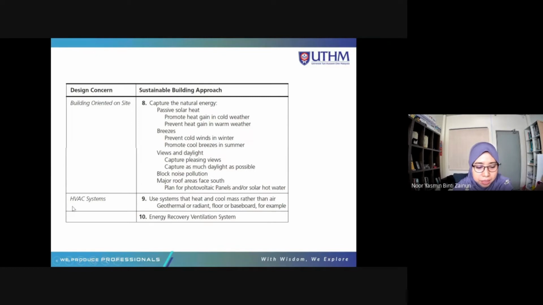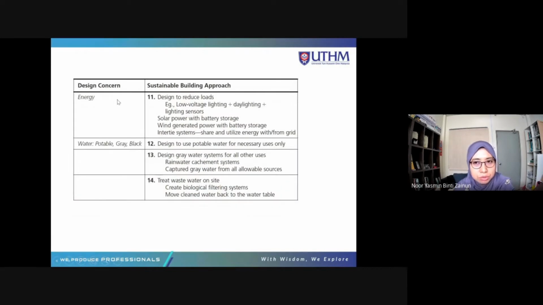And then the HVAC system uses a system that heats and cools mass rather than air, geothermal or radiant, floor or baseboard, for example. We use the minimum resources possible from the utilities, daripada elektrik apa semua kita guna paling sikit. We use more of the natural resources. And then kita guna solar. For energy, design to reduce loads, low voltage lights, daylighting.